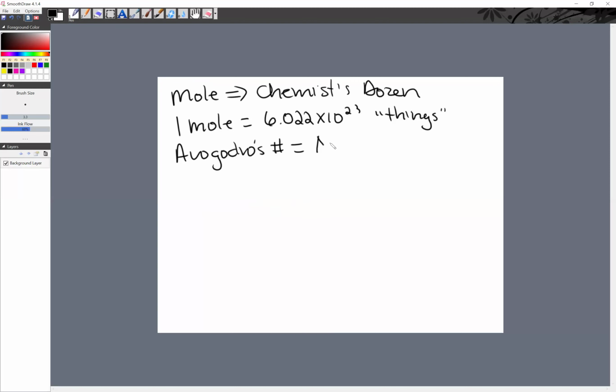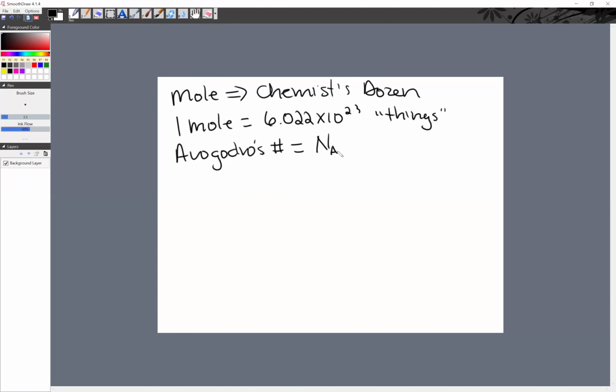And it's given the capital symbol M, small capital A. So those mean the same thing. All right, well, how does this work? This is trying to tell us that we're going to have a set relationship. 1 mole, regardless of what it contains, is 6.022 times 10 to the 23rd things.